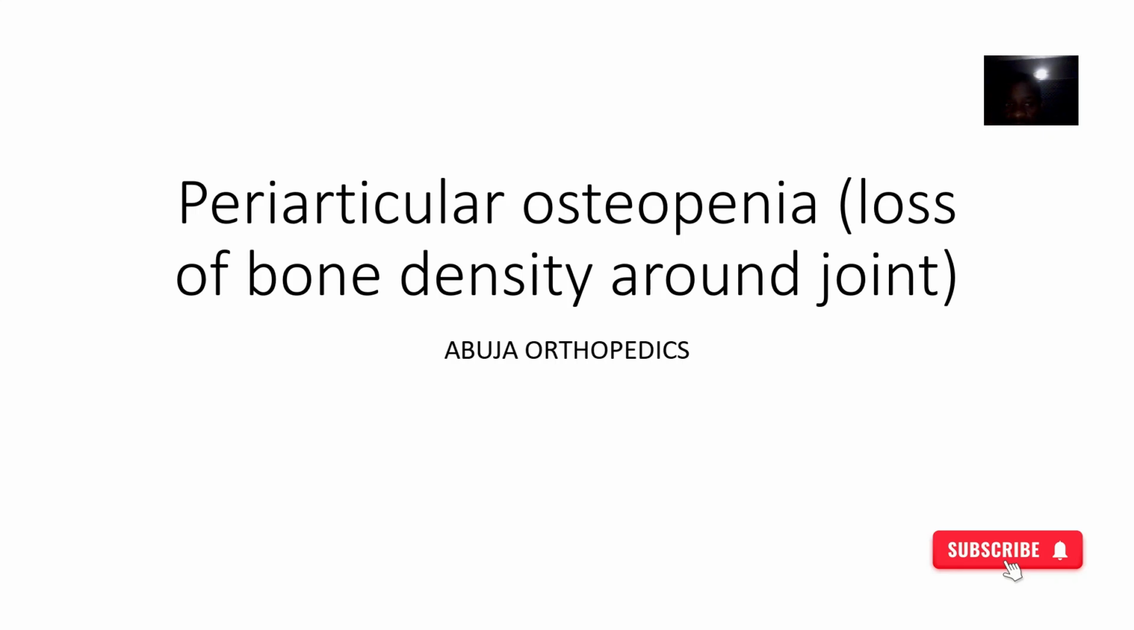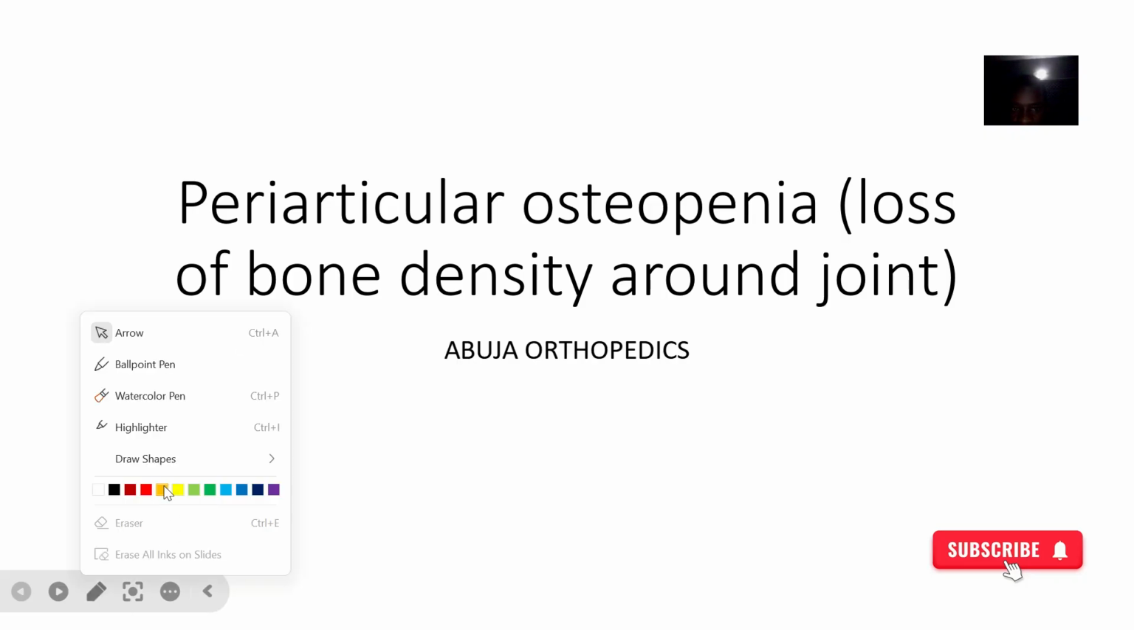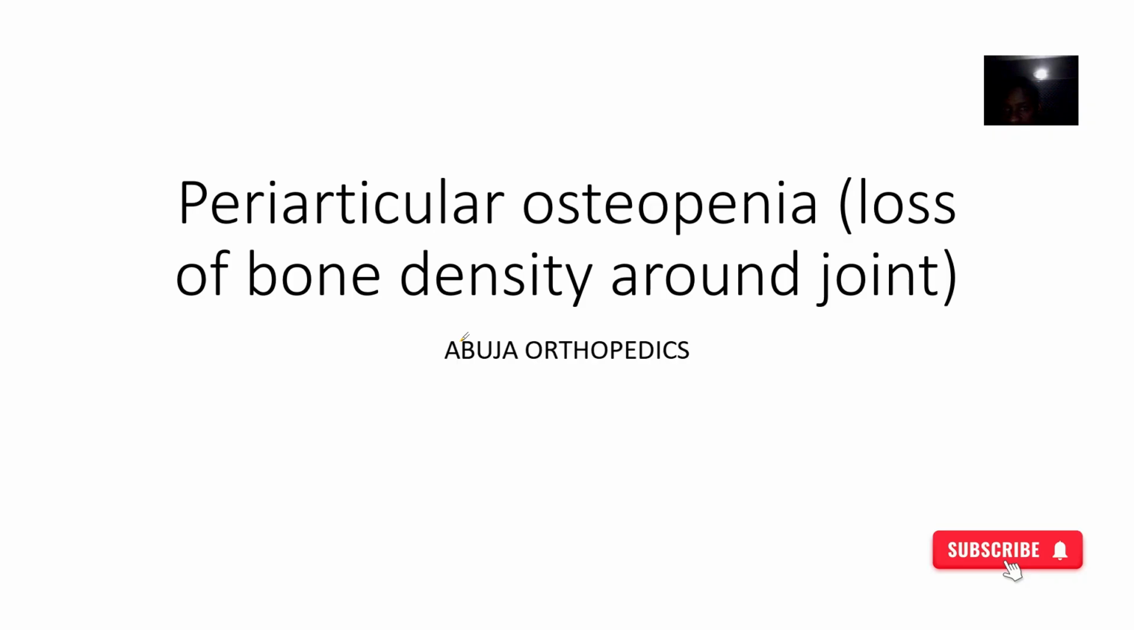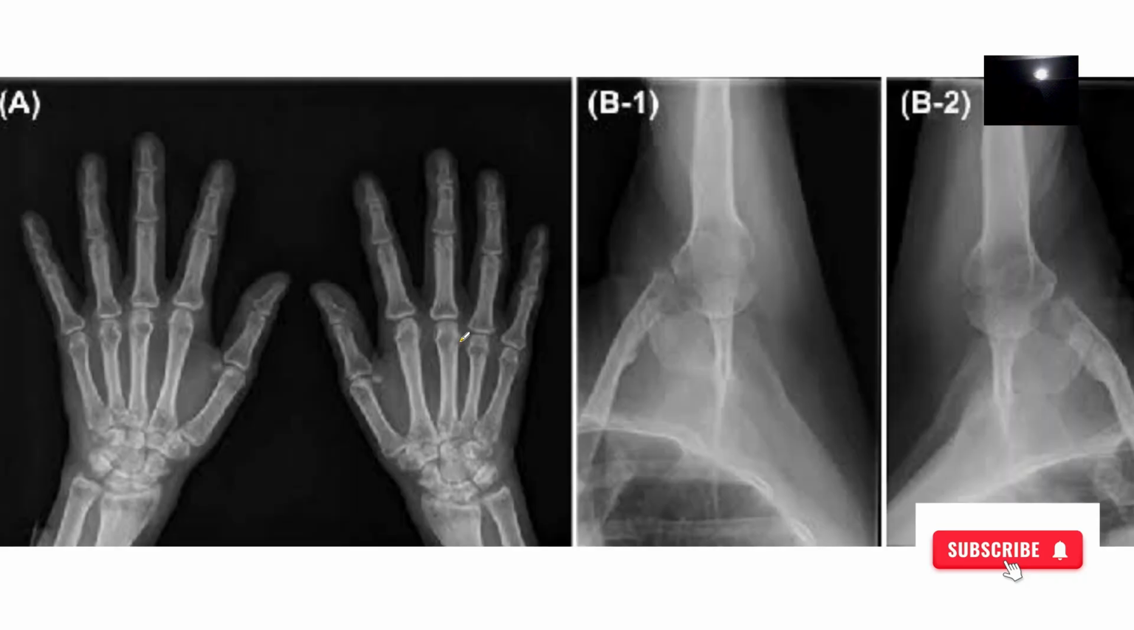Now we'll quickly try to look at another description, or you say another pathology. So this is what is known as periarticular osteopenia. Periarticular osteopenia just simply means there's loss of bone density, and this is around a joint. Do you understand? It's around a joint. It's around the joint that you're having the loss of bone density.